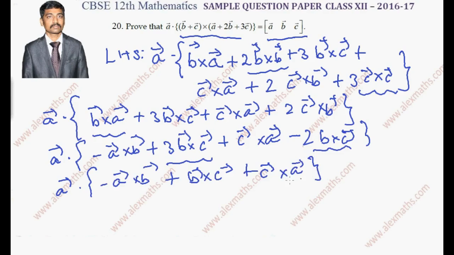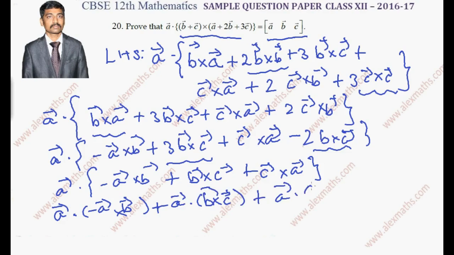Okay, now I'm going to multiply A with everything, that is A dot minus A cross B plus A dot B cross C plus A dot C cross A. This is a box product, so when two things are same, it is going to be 0.